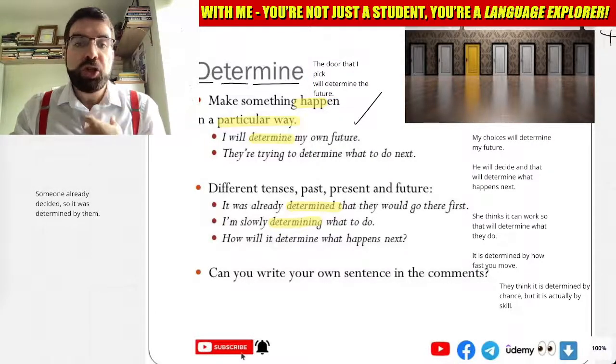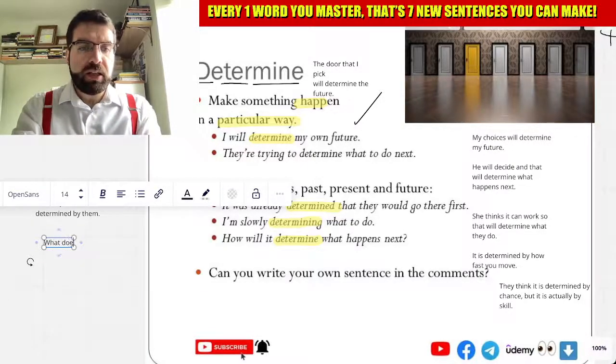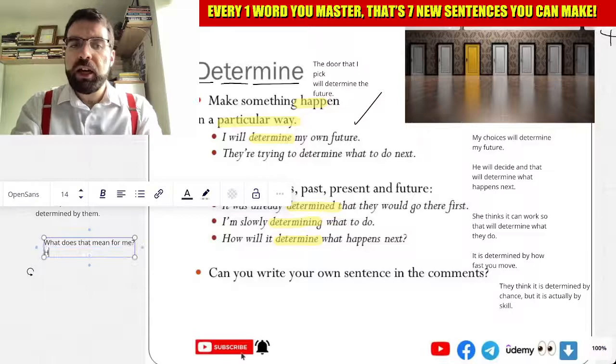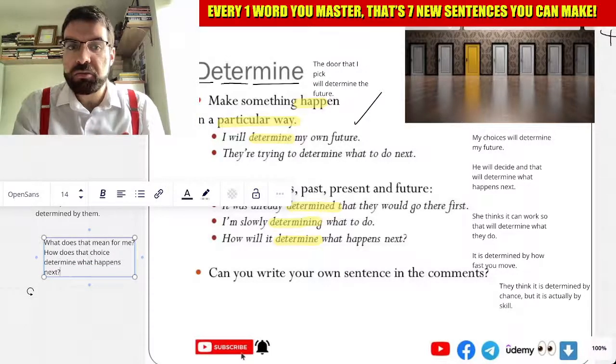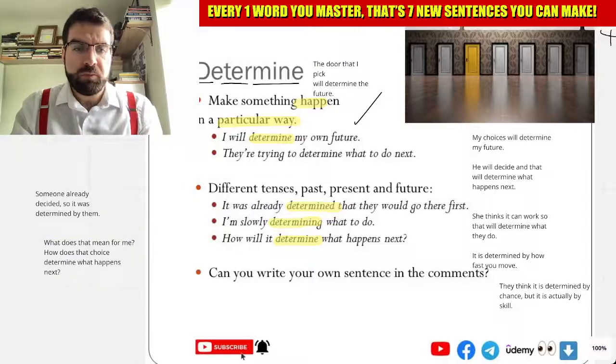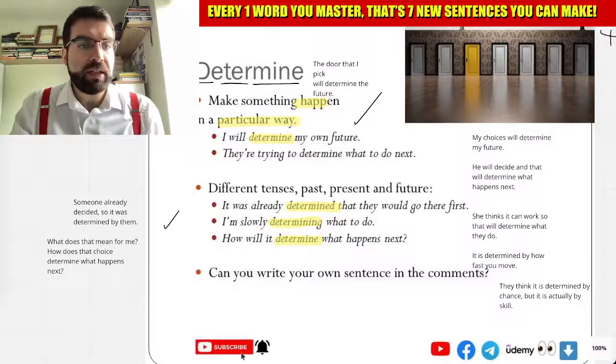How will it determine what happens next? What does that mean for me? How does that choice determine what happens next? Okay, I'm not so sure. How cool is that?